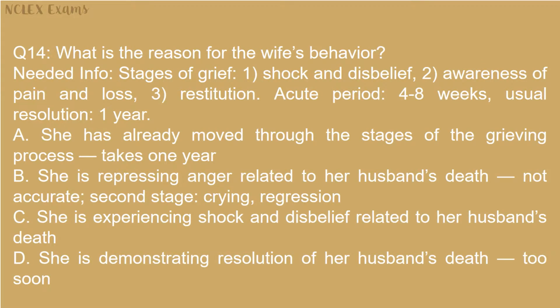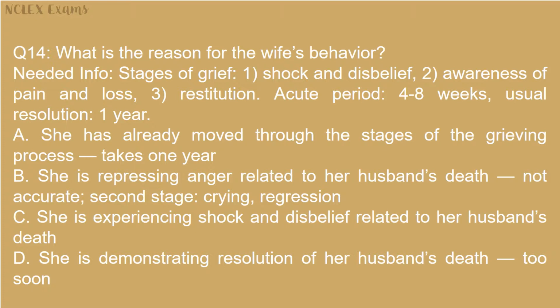Question 14. What is the reason for the wife's behavior? Needed info: stages of grief: 1, shock and disbelief; 2, awareness of pain and loss; 3, restitution. Acute period, 4 to 8 weeks. Usual resolution, 1 year. A. She has already moved through the stages of the grieving process, which takes 1 year.